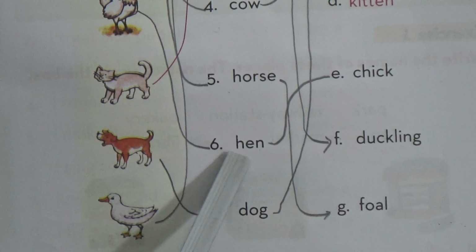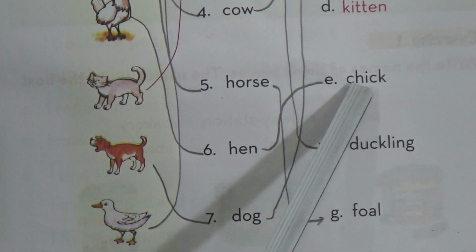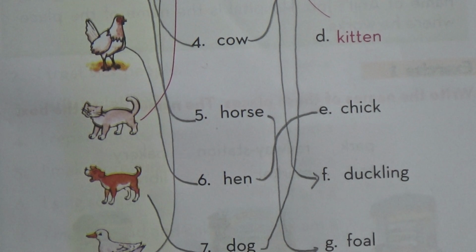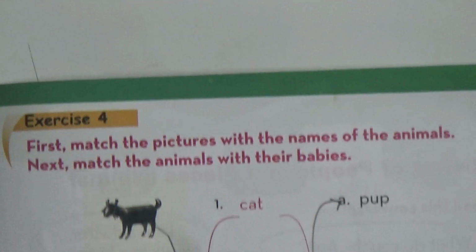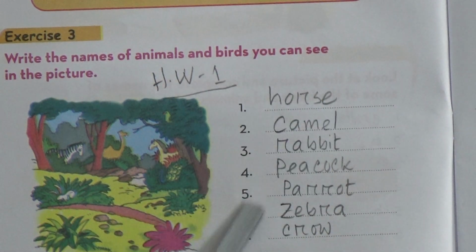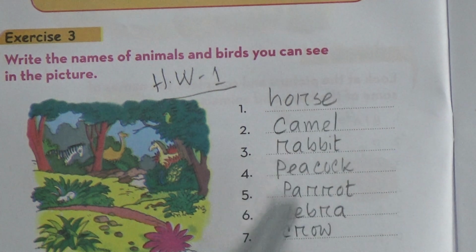Then hen. Hen, you all know it. Hen's baby is called chick, and at last dog. Dog's baby is called pup. And I am repeating again, this is your HW number 1, you must write only these 7 names in your CW copy and submit it next Saturday.